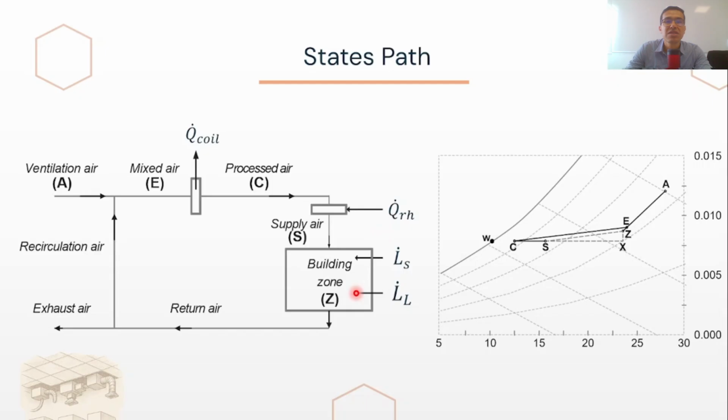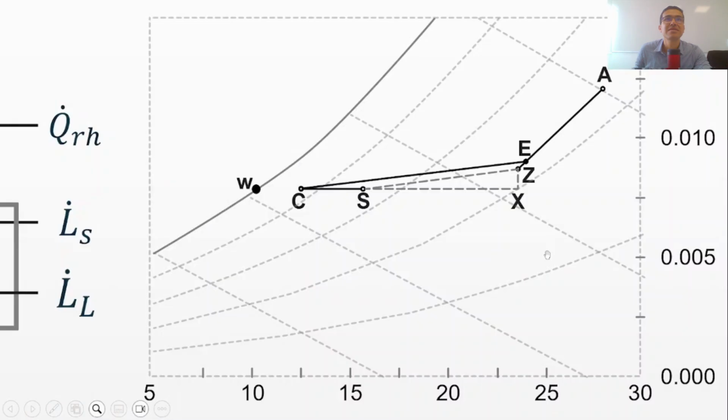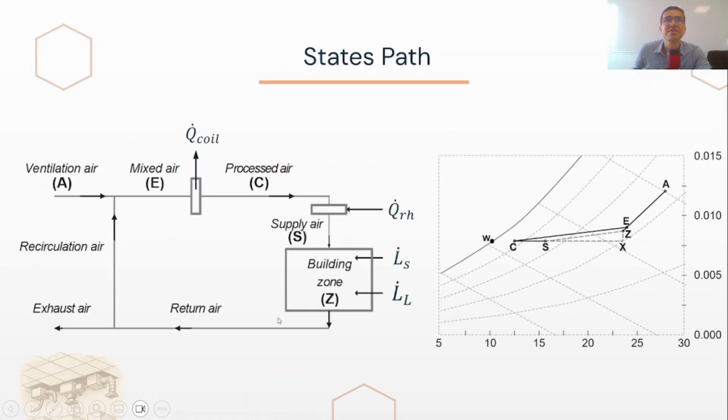So in this chart, we see the properties of air at each state. Here in this area, I think we can zoom in on this part. So here are the properties of each state. And you notice that again, we have the ventilation air. Then the mixed air, this is the air entering the coil. After the coil, this is the supply air, and this is the air in the zone, no?